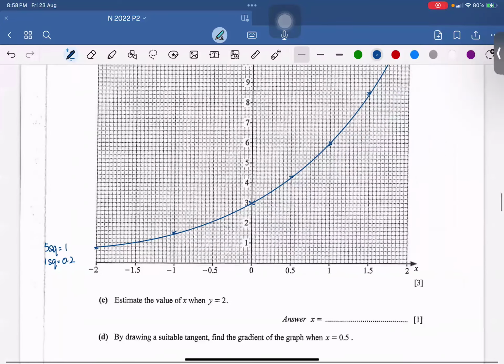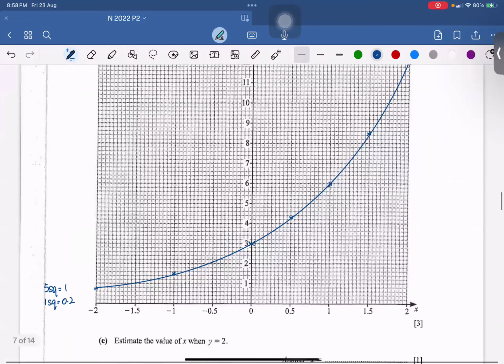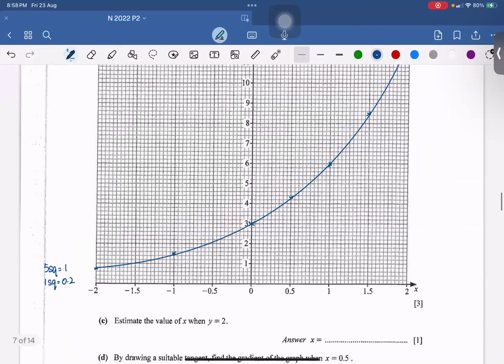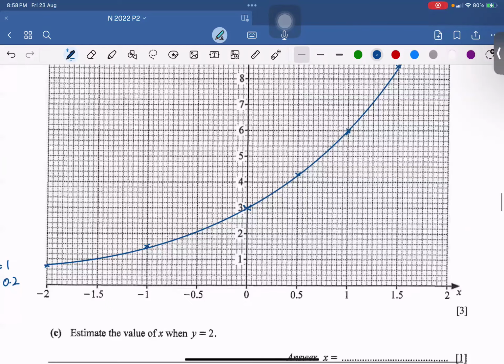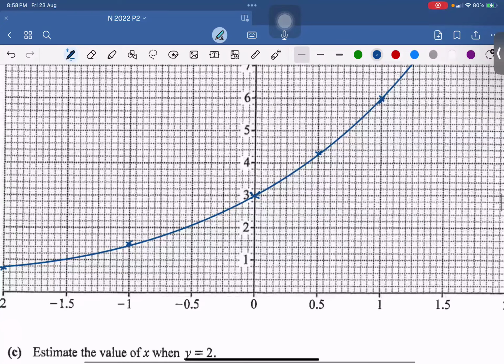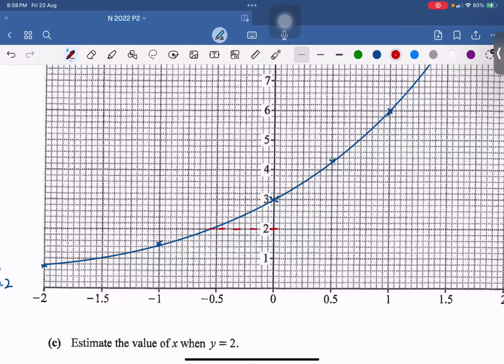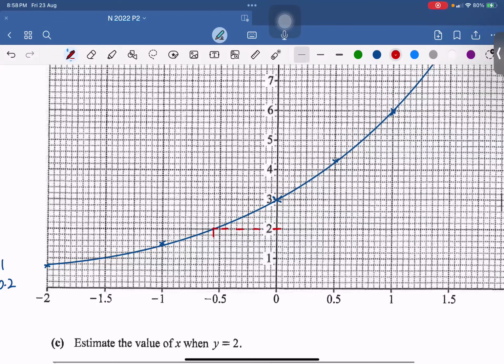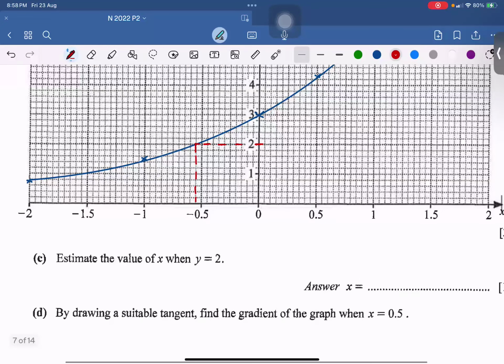Okay, estimate the value of x when y equals 2. So on the y-axis, when y equals 2, I'm going to draw my dotted line to read my value from the graph. My estimation, don't know whether it is accurate or not. The question anyway says estimate, right? So my answer from my graph is negative. Oh wait, let me count the units. 1, 2, 3, 4, 5, 6, 7, 8, 9, 10. 10 squares represent 0.5 unit. 1 square represents 0.05 of a unit.